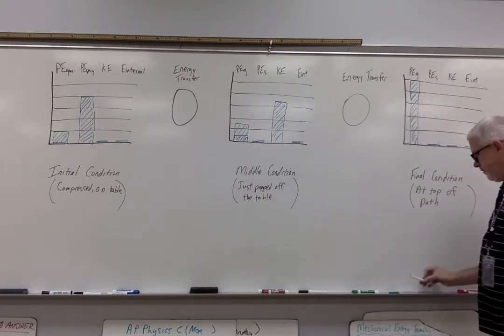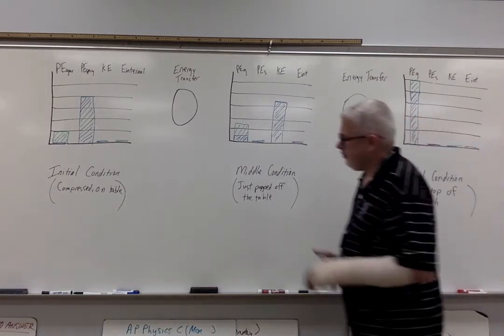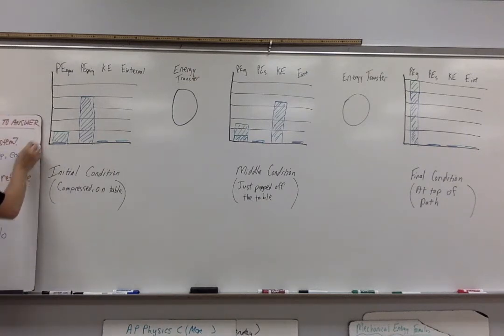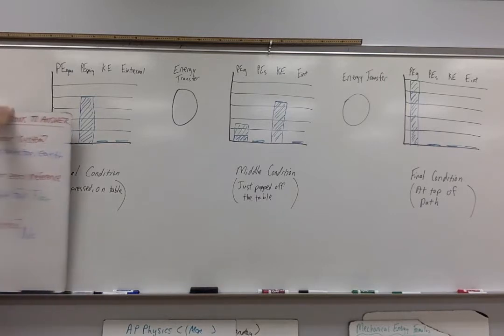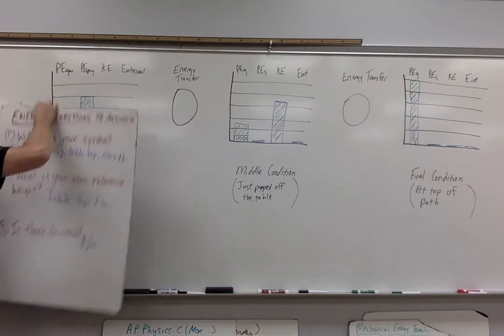All right, final example with this, or final scenario with this. Let's say now we have things where we're still talking about the floor, but in this case, my system is not just the toy frog, it's just the toy frog, the tabletop, and the earth. The spring is not in our system. So I'm Xing that out, and that's going to be in red. Okay, so my diagrams here are going to be in red.